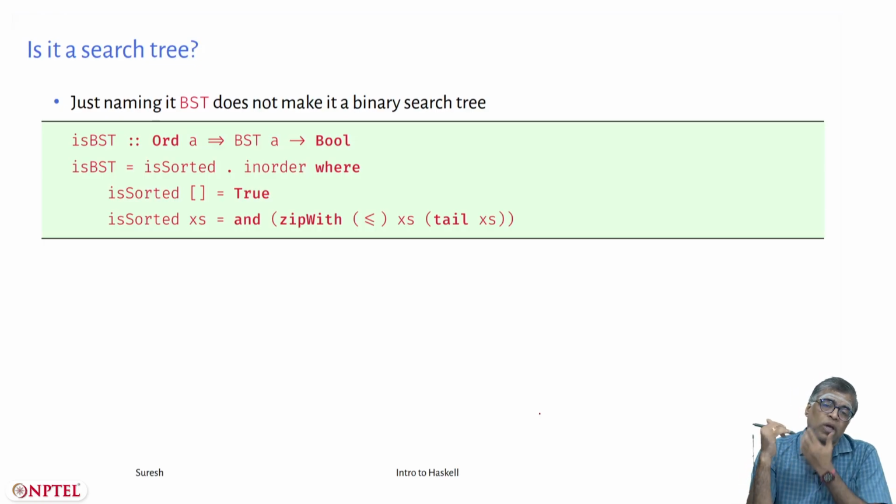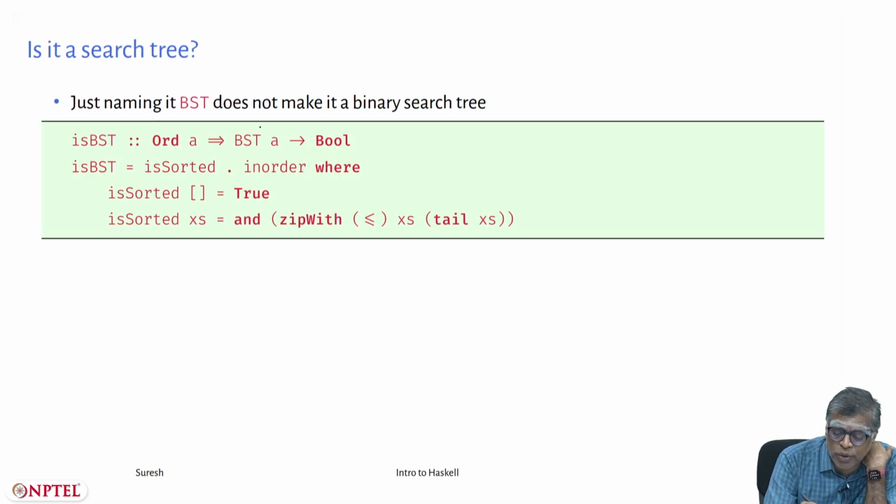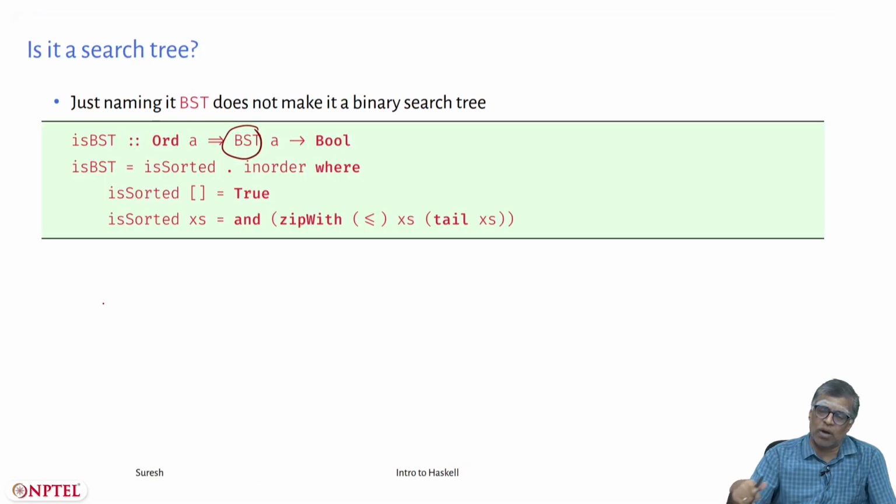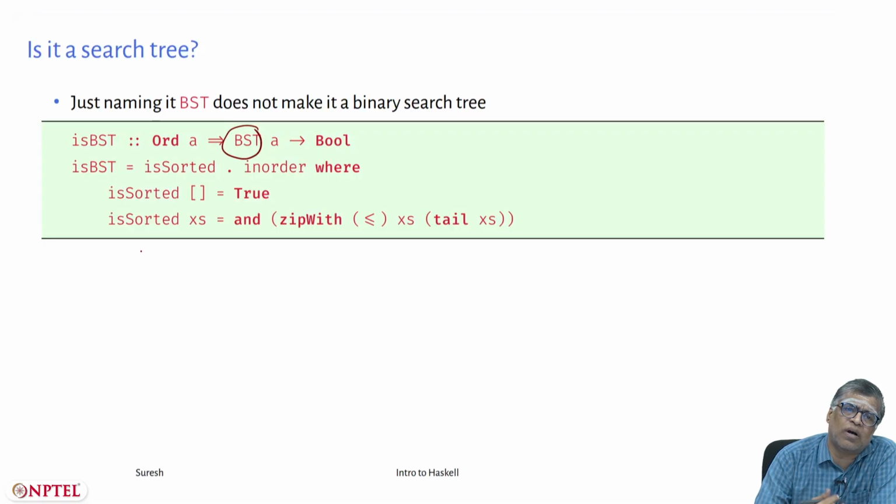Okay, here is an important point. Just because you named a type BST doesn't mean that elements of BST are actually binary search trees. I could very well build a totally non-binary search tree and it will still type check. I will show it to you in a minute when I go to VS Code. But one of the things that you might want to do is to check whether a value of type BST is actually a binary search tree.